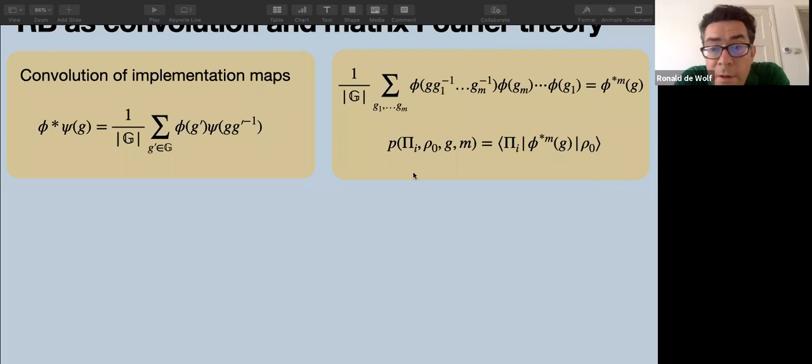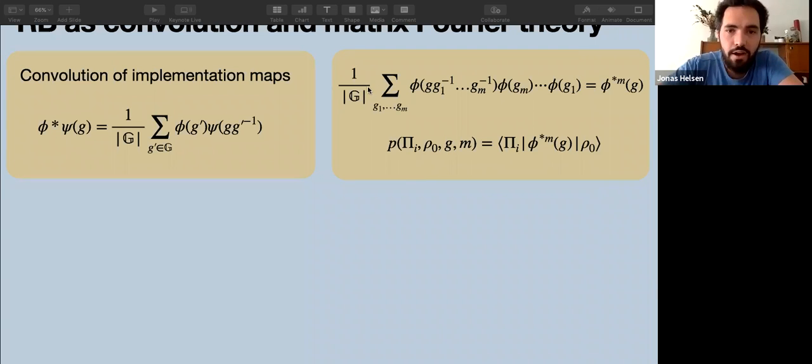Jonas? Yes? Should the normalization be the size of the group raised to the power m here? Yes, so I forgot a power m here. That is indeed correct. Otherwise it does not work.